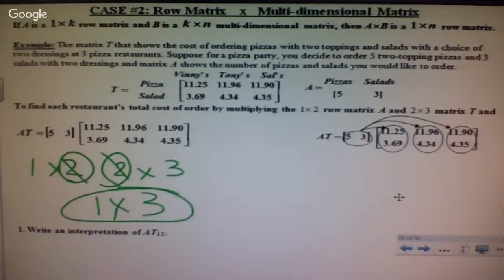So, basically what your calculator is going to do for you once I show you how to plug this in, this row has to multiply by this column and get your first number. It then multiplies by this column to get your second number, and it multiplies by this column to get your third number. That's where your 1 by 3 comes into play. So you can do this by hand. It is possible. You take 5 times the 1125, 3 times 369, get those two answers, add them up. That's your first answer. It's just a longer process because you have to do it multiple times. So everybody get their calculators.